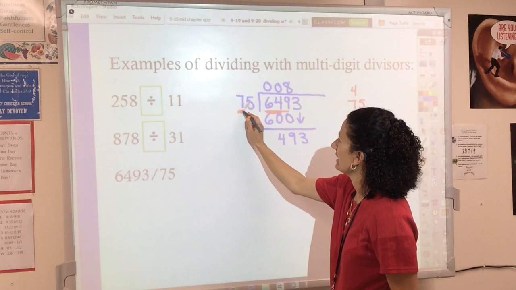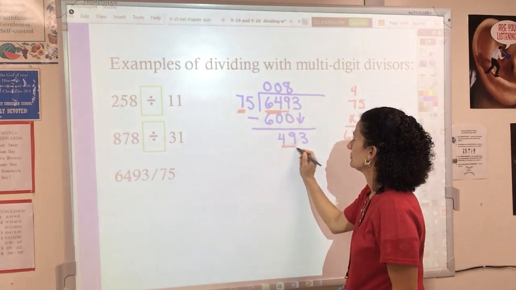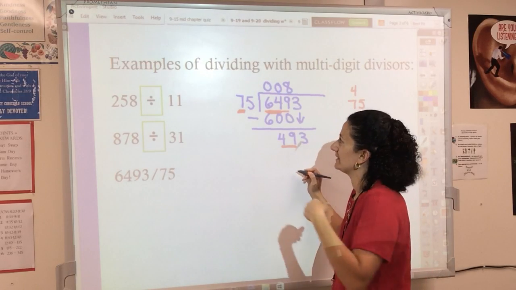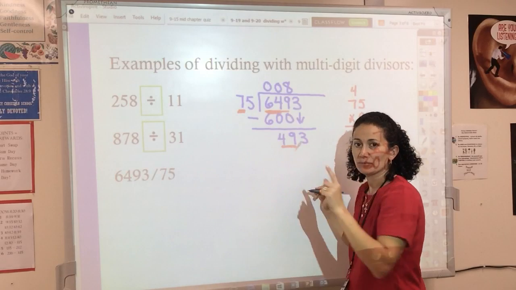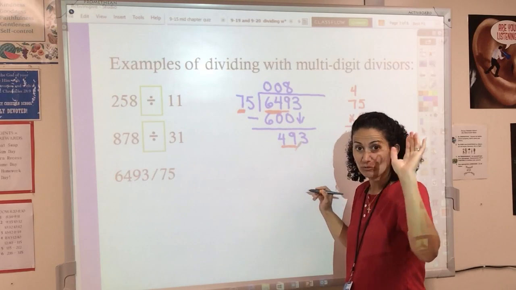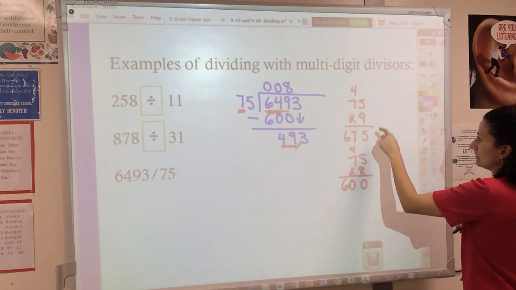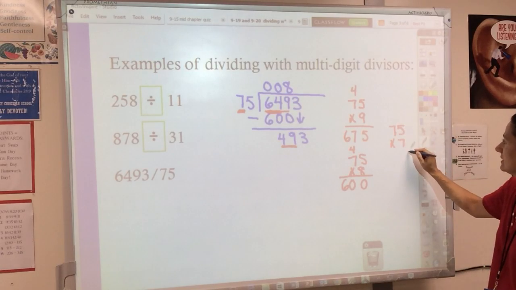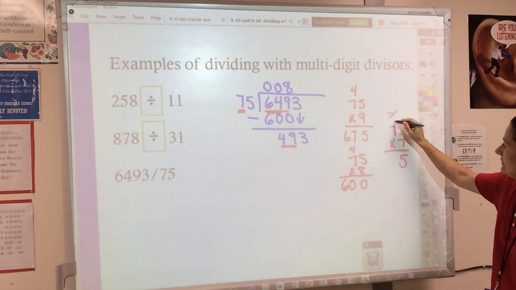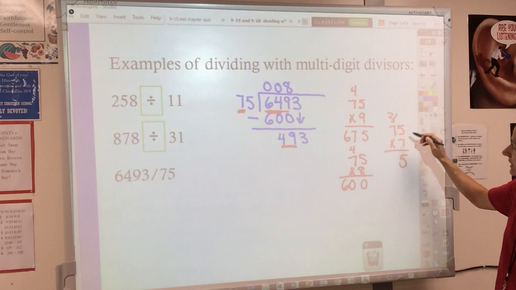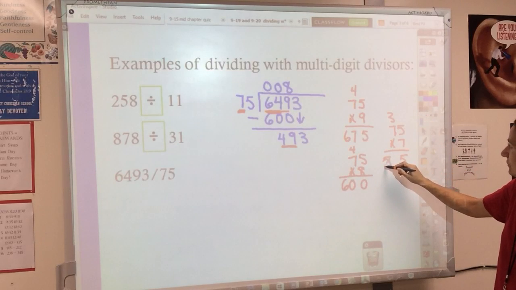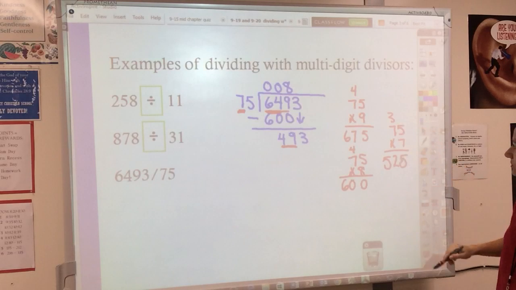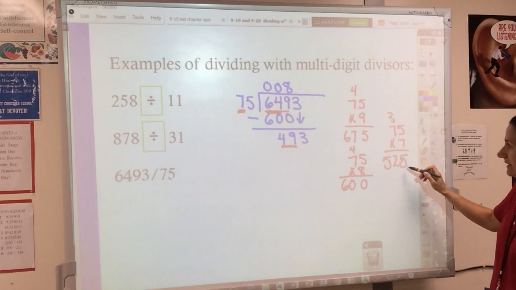And again, if I look at 7 and I look at the first 2 digits, hopefully a basic fact is popping into your head. 7 goes into 49. How many times? 7. We have a starting point. We already know 8. We already know 9. Let's try 7. 75 times 7. 5 times 7 is 35. 7 times 7 is 49. And 3 is 52. And that is too big.